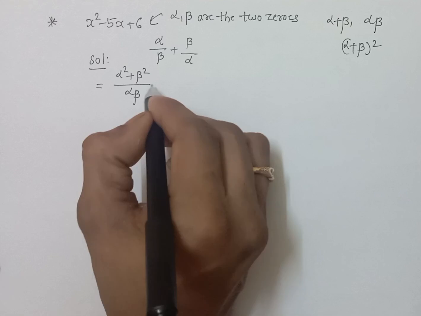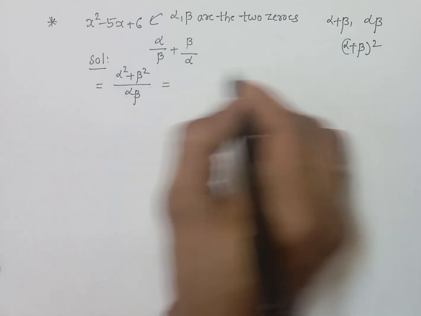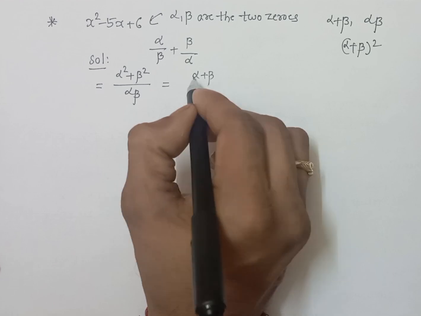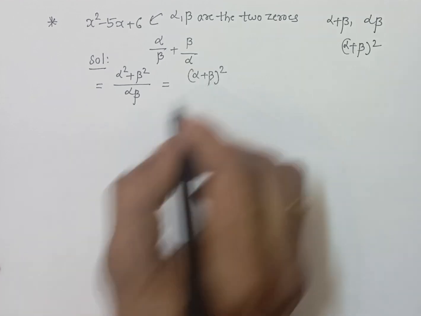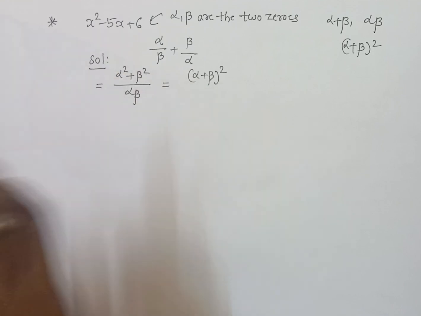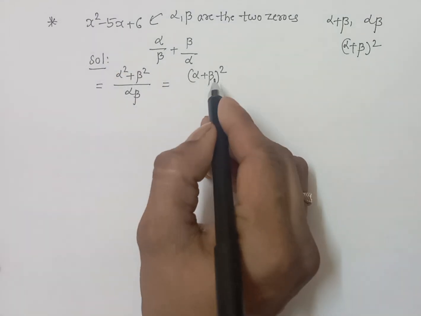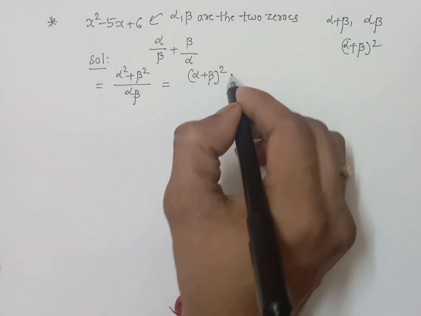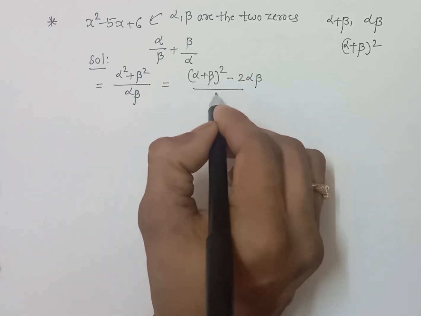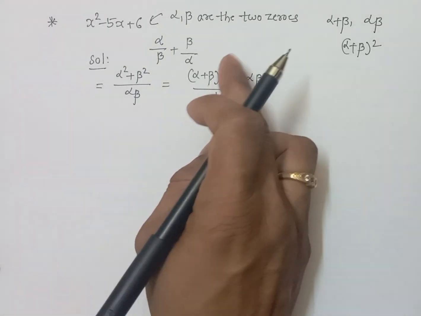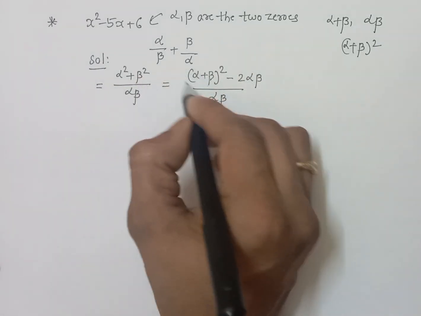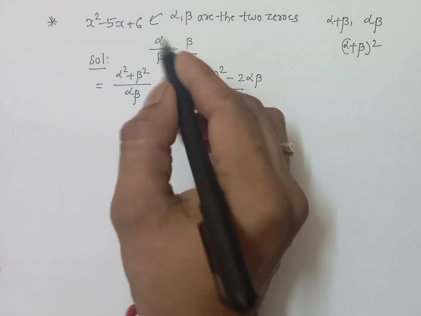So what do we get in the place of alpha square plus beta square? Can I write alpha plus beta whole square? Alpha plus beta whole square means alpha square plus beta square plus 2 alpha beta. So 2 alpha beta is extra, so we don't want that. Let us take minus 2 alpha beta divided by alpha into beta. It will cancel, and we'll get alpha square plus beta square only. Why are we writing this? Because we have the alpha plus beta value. If it is a whole square, we can substitute that.